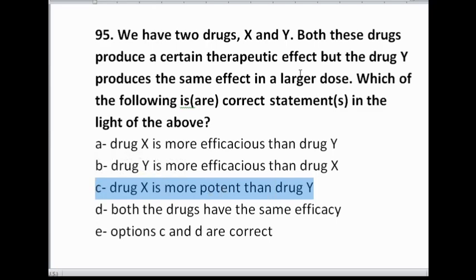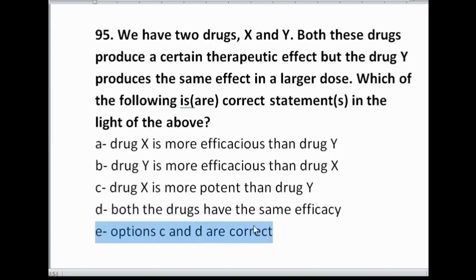And since both will produce the same effect but in different doses, so both have also the same efficacy. So both the drugs have the same efficacy. This option is also correct. So actually the correct option in this is both C and D are correct.